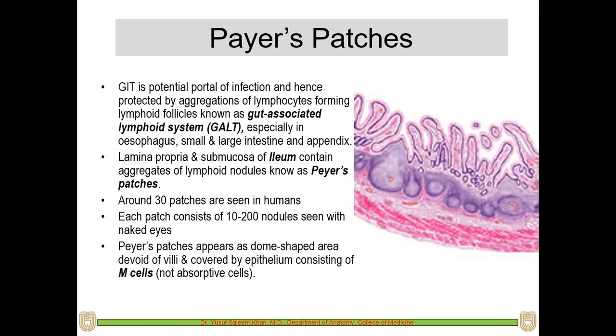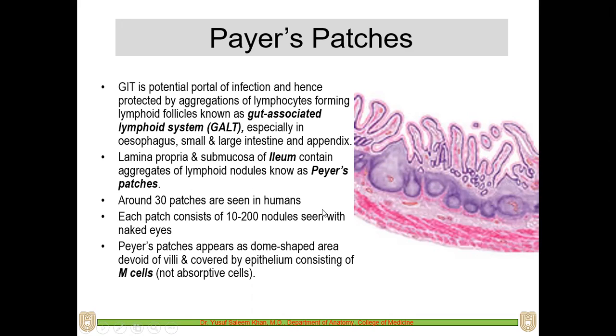And these are very important, especially in typhoid fever. In typhoid fever, these get infected and then it can sometimes even lead to perforation and severe peritonitis. Okay, so these Peyer's patches are very important. There are around 30 patches seen in human beings.